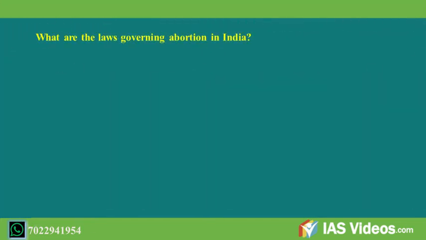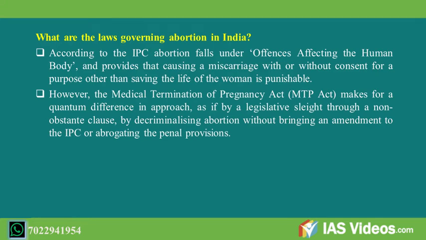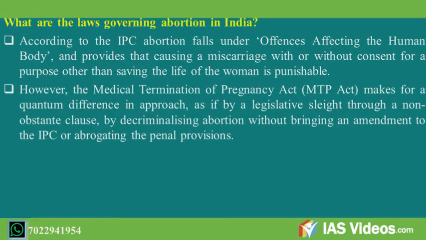What are the laws governing abortion in India? According to the IPC, abortion falls under offences affecting the human body and provides that causing a miscarriage with or without consent for a purpose other than saving the life of the woman is punishable. However, the Medical Termination of Pregnancy Act makes for a quantum difference in approach, as if by legislative sleight through a non-obstante clause, by decriminalizing abortion without bringing an amendment to the IPC or abrogating the penal provisions.